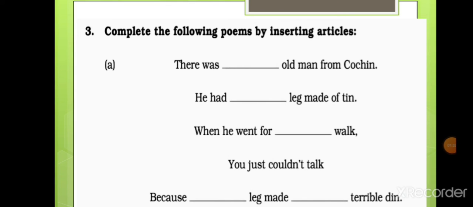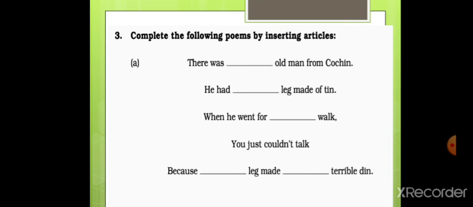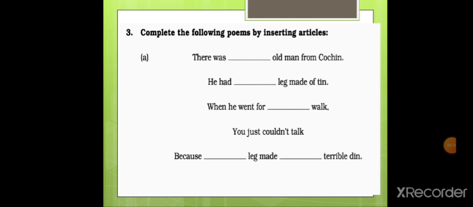There was an old man from Cochin. He had a leg made of tin. When he went for a walk, you just couldn't talk because the leg made a terrible din. Now, let's move on to the next part, part B.